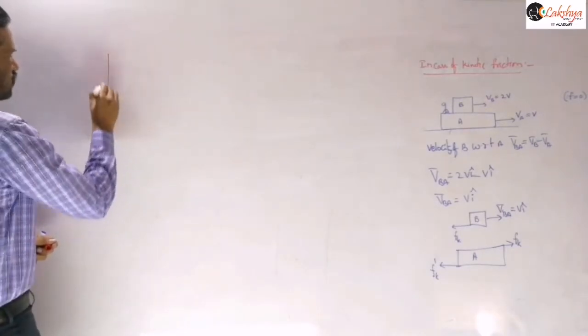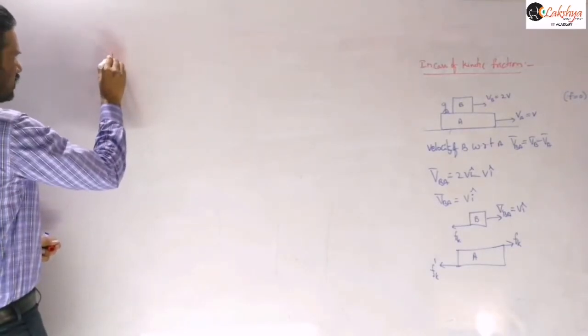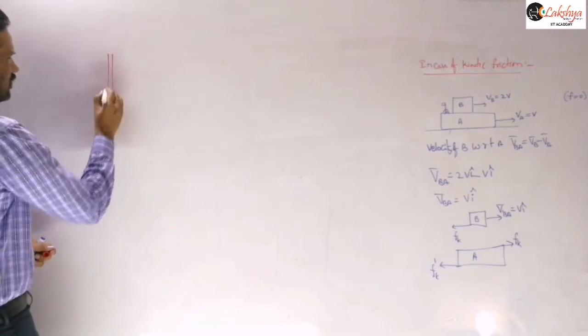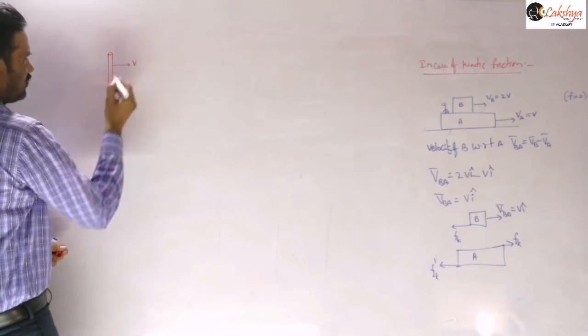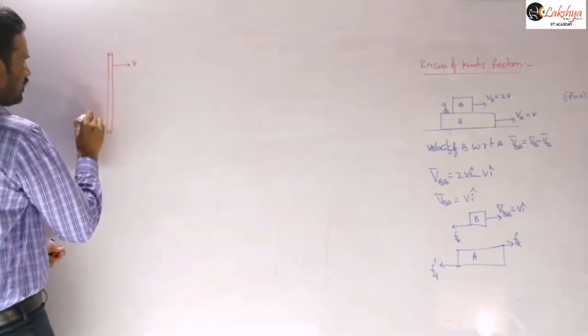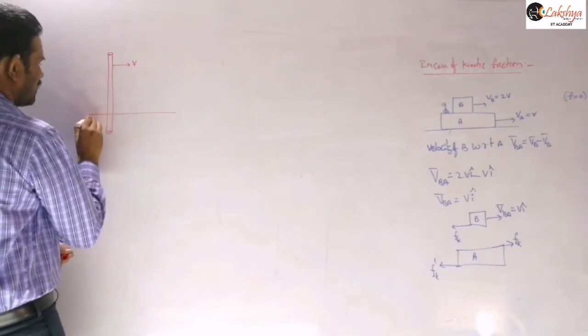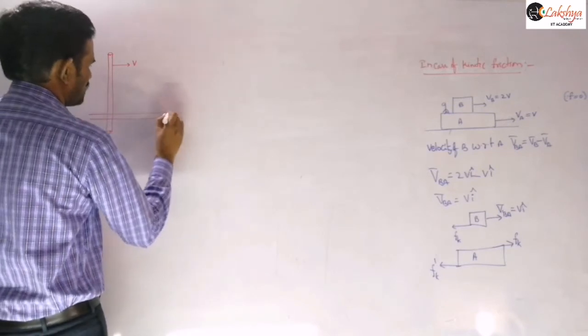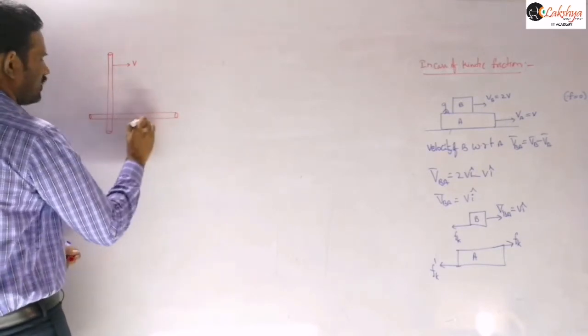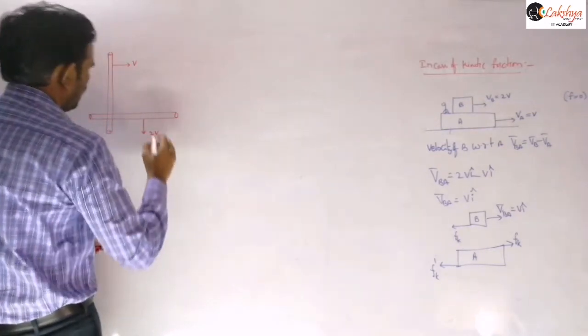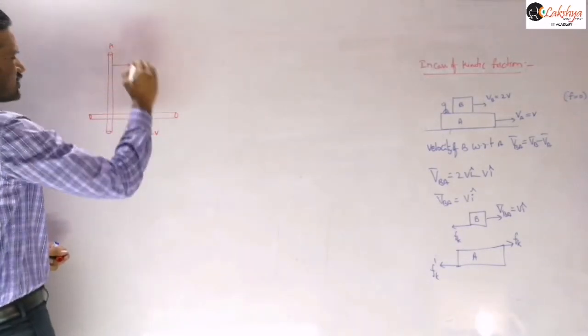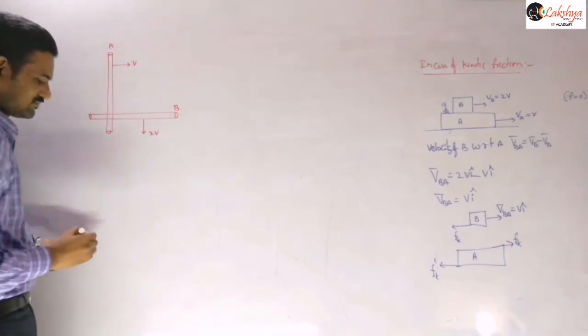So that means two rods are moving here. Suppose say this rod is moving with the velocity v along this direction, and let us say this rod is moving along this direction here. This another rod is there like this. This rod is having velocity 2v along this direction, and suppose this is the rod A and this is the rod B I am taking here.